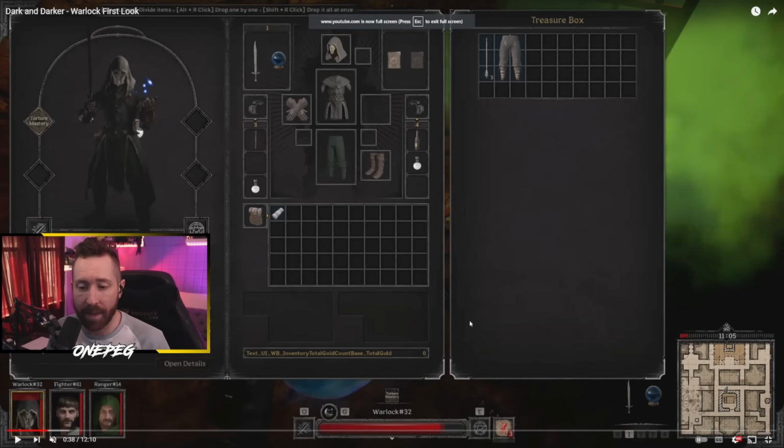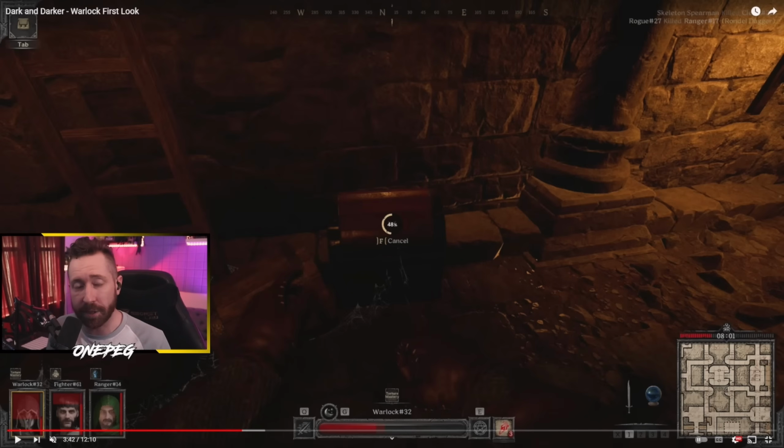I kind of like the dynamic of the class a considerable amount. They're pretty good. Warlocks cost HP, but they have the ability to regenerate HP based on damage done from certain curses through this Torture Mastery perk that they're using. Kind of cool. I really, really dig it.